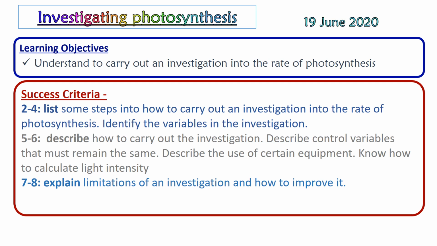For 5 to 6, we need to be able to describe fully how to carry out the investigation. We need to be able to describe the control variables that have to stay the same, and also some suggestions on how you can do that. You also need to be able to describe the use of certain equipment, so why we are using pieces of equipment, and for the higher students we need to know how to calculate light intensity. And for 7 to 8 we need to take it a bit further and explain the limitations of an investigation and how to improve it, so an evaluation of an investigation.